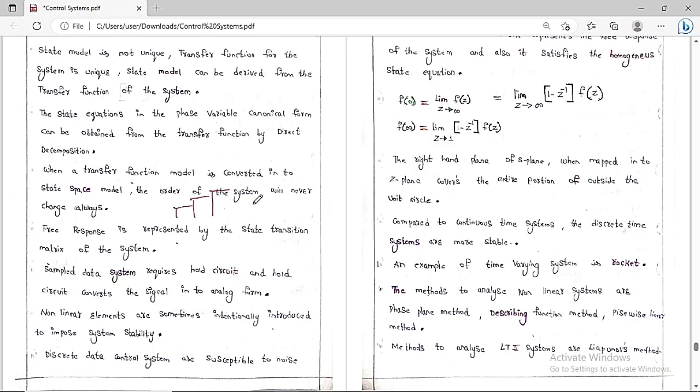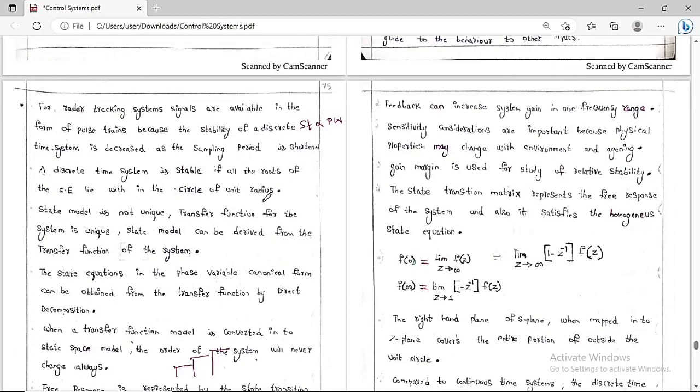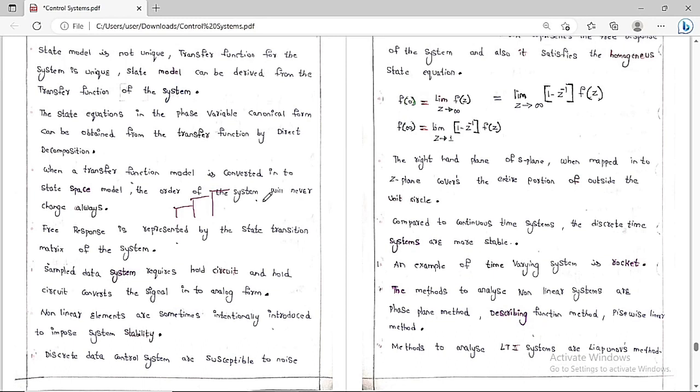The next point is that discrete data control systems are susceptible to noise. This means they can withstand the noise. They are capable of withstanding the noise, or we can say they can control or eliminate the noise also. This point you always have to keep in your mind.